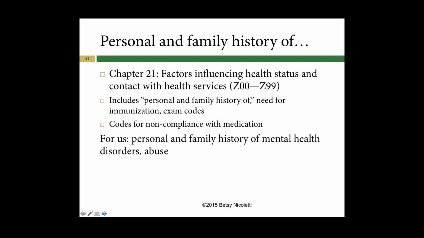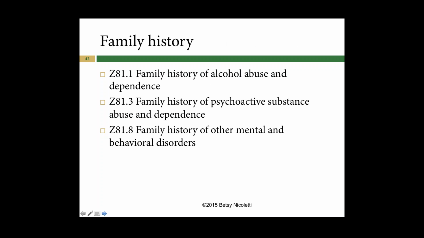And for us, what we're going to talk about right this minute are personal and family history of mental health disorders. And at the end of this session, we're going to talk about the examination codes. But there are many more things in this chapter that are roughly equivalent to what we find in ICD-9. So family history of alcohol abuse or substance abuse are listed here. Family history of other mental and behavioral disorders.